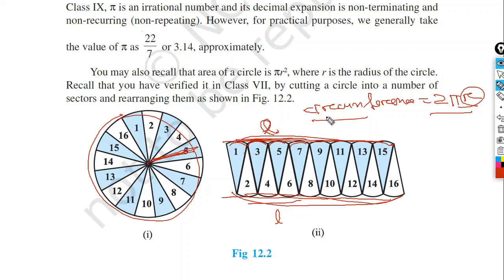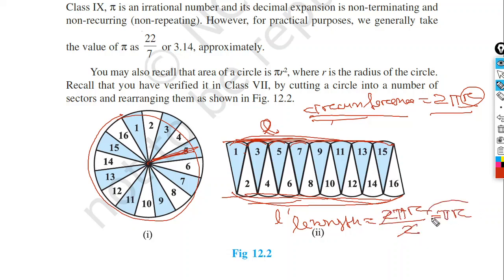So length is half of the circumference, which is 2 pi r divided by 2. Here 2 will be cancelled, equal to pi r. Pi r is the length of this rectangle. Then who will be the breadth? Here you can see this is the radius of the circle, so breadth is equal to radius.